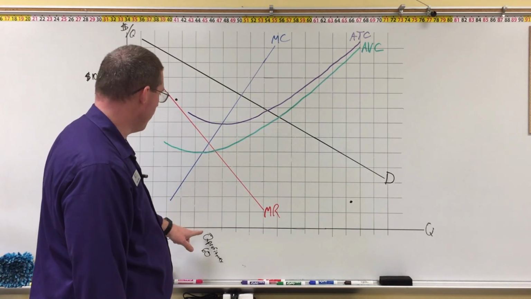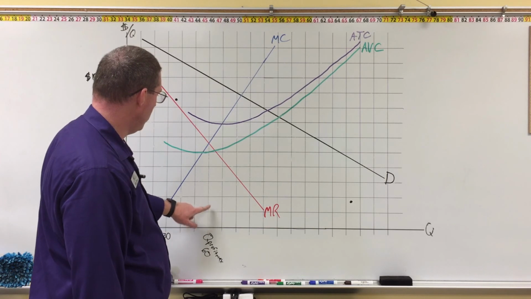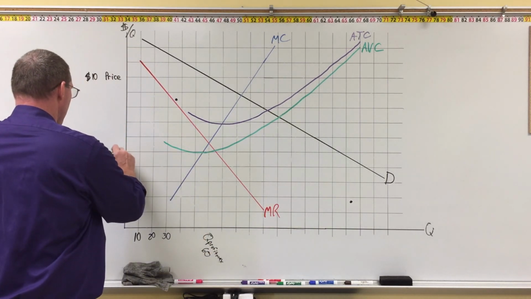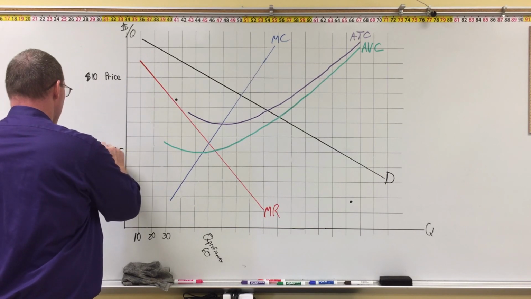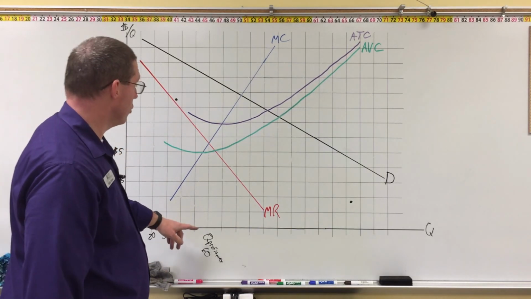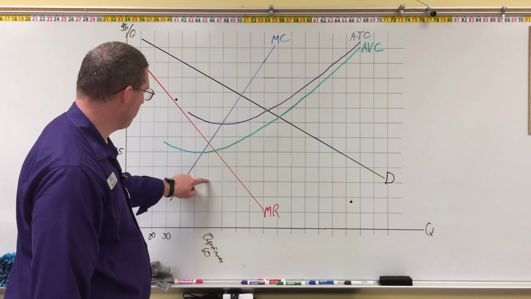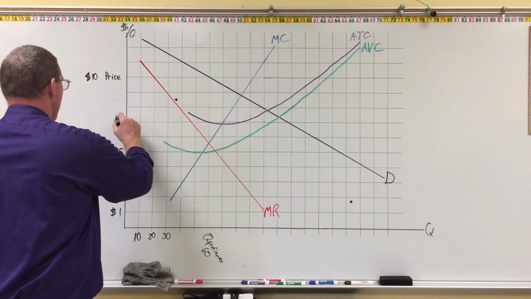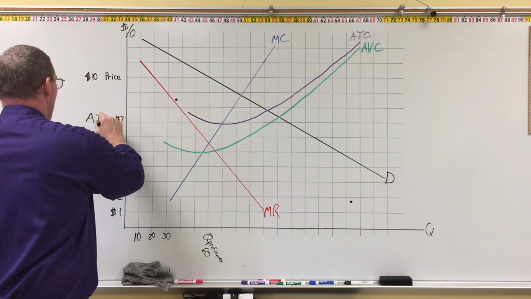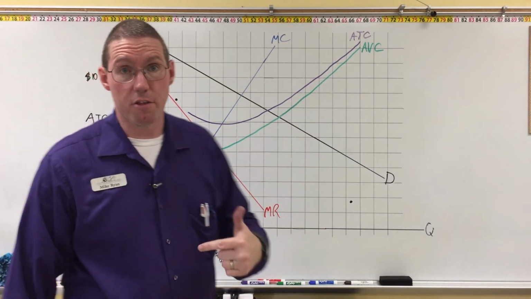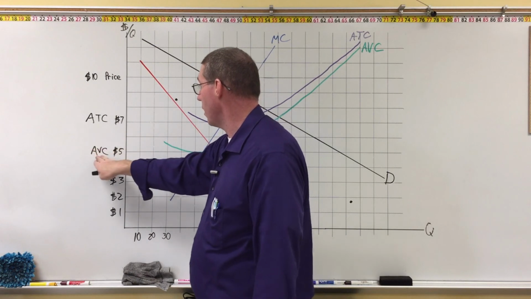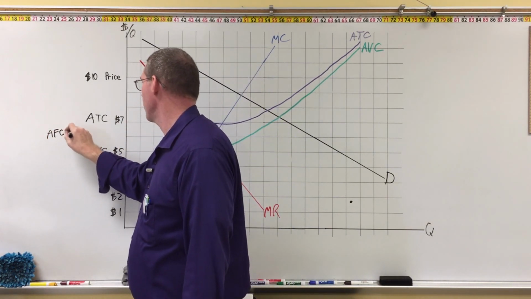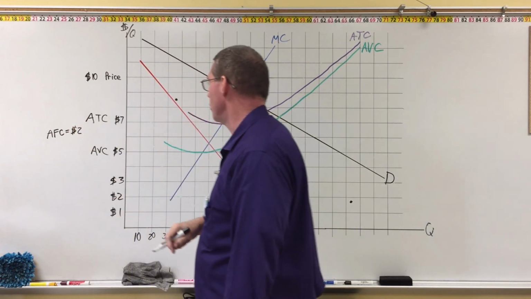Now we want to know the average variable cost. So we're going to go 1, 2, 3, 4, 5. It's right there. So $5 is the average variable cost. Okay. Now we need the average total cost. So we're going to go from here 1, 2, 3, 4, 5, 6, 7. Over here, $7 is the average total cost. And then, of course, the average fixed cost is going to be average total cost minus average variable cost. So 7 minus 5. So average fixed cost is equal to $2.